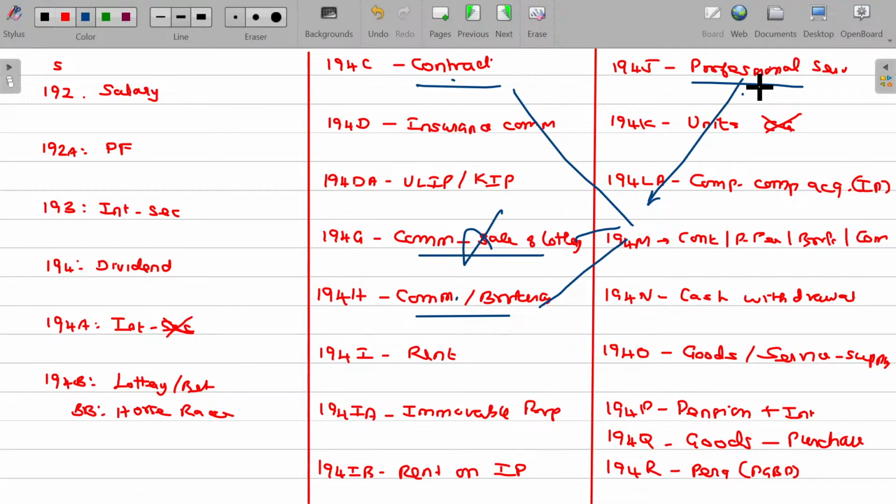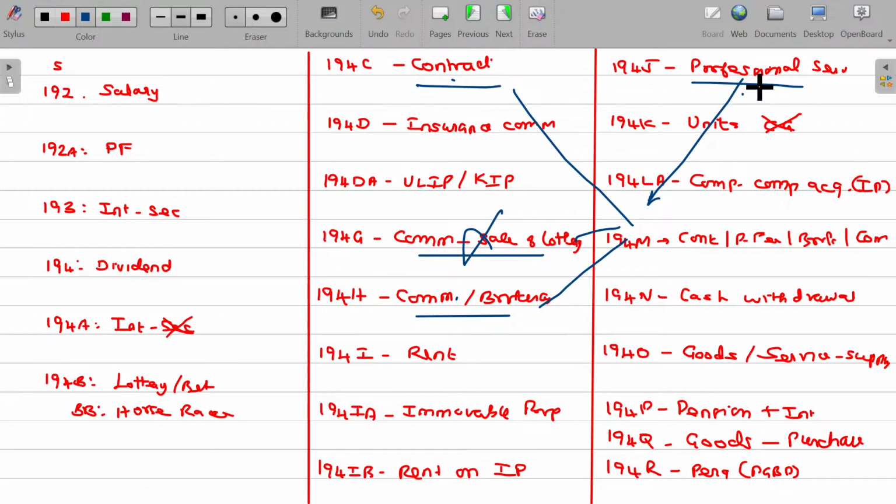Contract 194C, 194H commission brokerage, 194J professional fees. In these cases, you deduct the TDS only if it is for the professional purpose, business purpose, or in case of personal purpose, only on satisfaction of some conditions will it be applicable. So many people escape deducting TDS under these provisions, right? For them, this 194M is applicable.